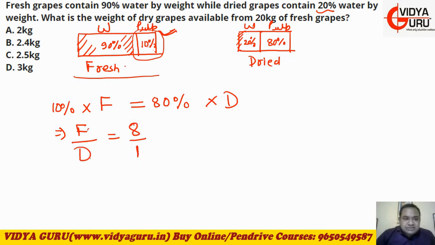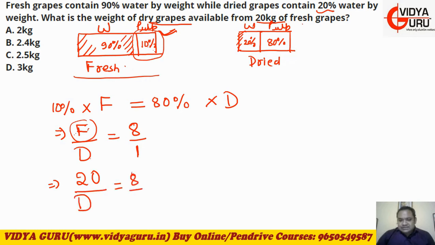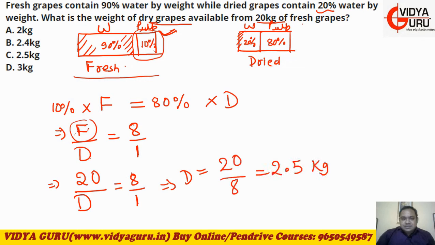So what is the question? What is the weight of dry grapes available from 20 kgs of fresh grapes? If the value of F is given, fresh grape is 20 kgs, we have to understand that if 20 kgs of fresh grape was put to dry, how much dry grape will I get? You use this relationship, and you get D is equal to 20 by 8, which comes out to be 2.5 kgs.